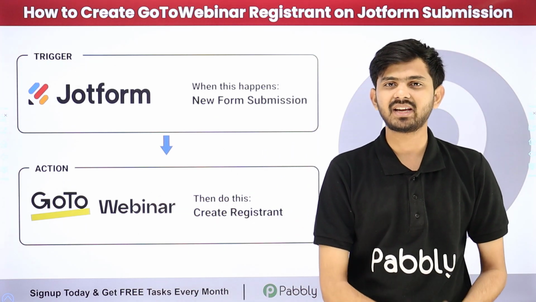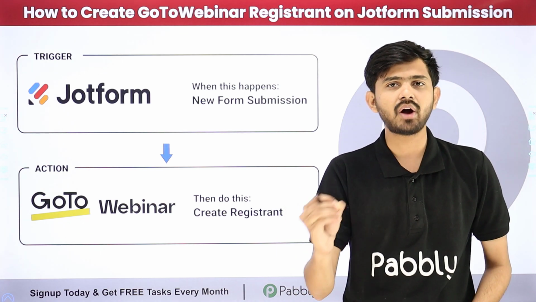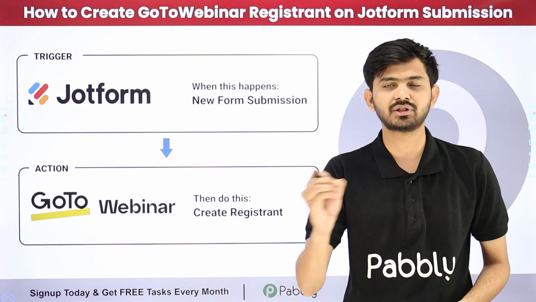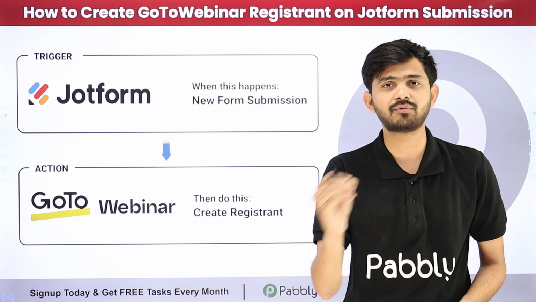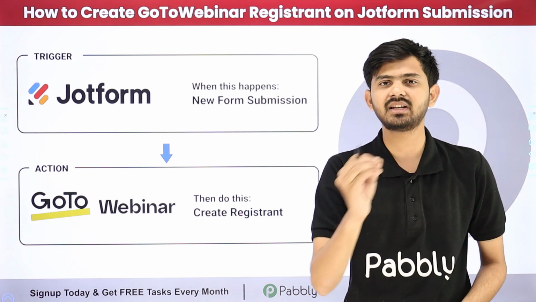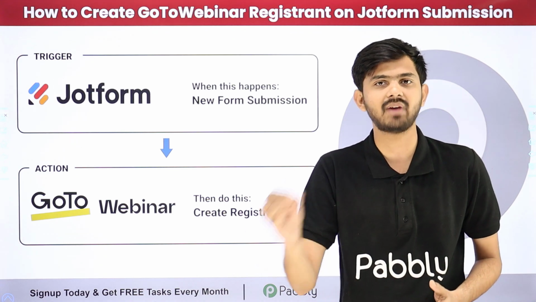So I'm an online educator and I have created some webinars by using GoToWebinar. Now what I want is that as I have created a registration form by using Jotform, whenever I'm going to receive a new form submission through Jotform, then automatically by using the detail of that form submission, I want to add a new registrant in my webinar in GoToWebinar.